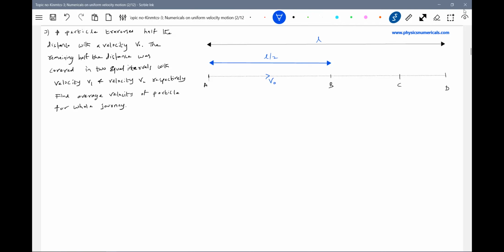The total distance is L. I'm assuming that L is the assumption. With a velocity V naught, it will cover half the distance. Then the remaining of the distance, how much will it be? The remaining distance will be L by 2 only.